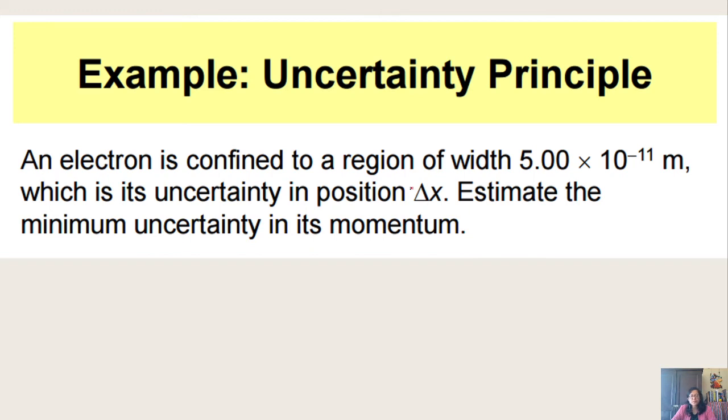These kind of numericals can be expected in your university examinations, wherein you are asked to find out the uncertainty in one of the parameters. Say, for example, in this question, it is being asked to find out the uncertainty in momentum of the electron which is moving in a region, and the uncertainty in position is 5 into 10 to the power minus 11 meter.